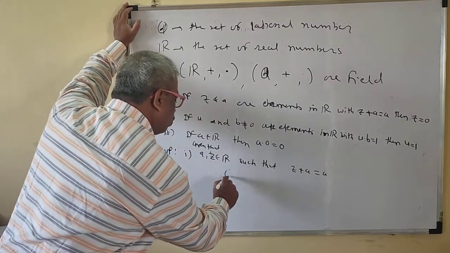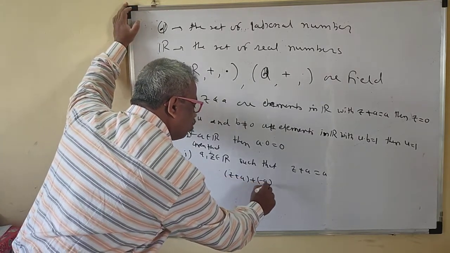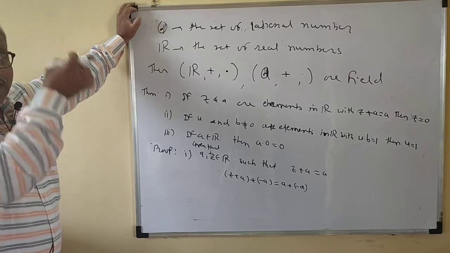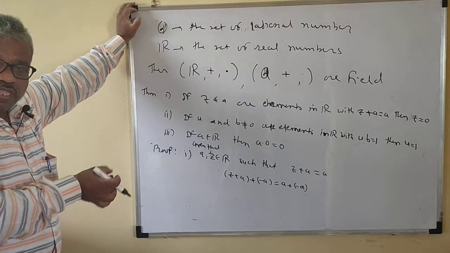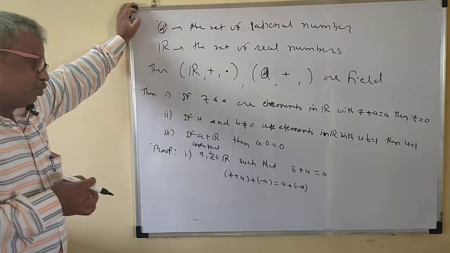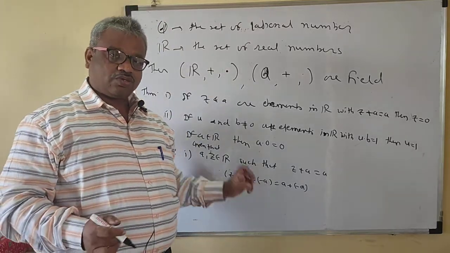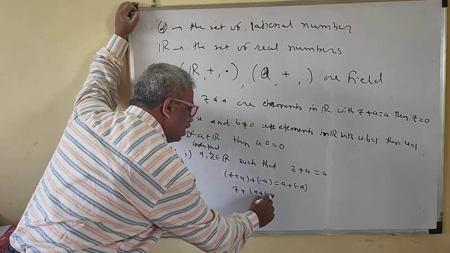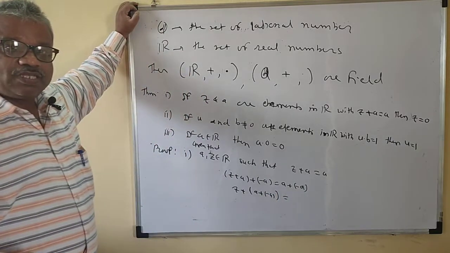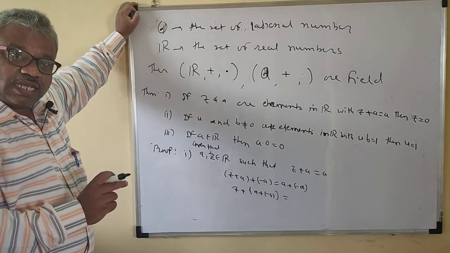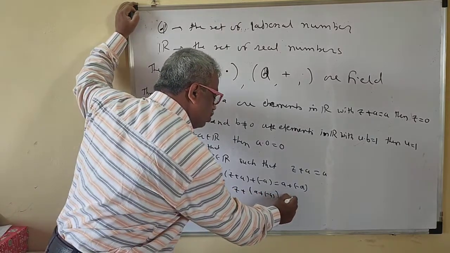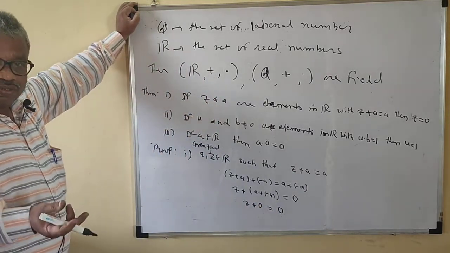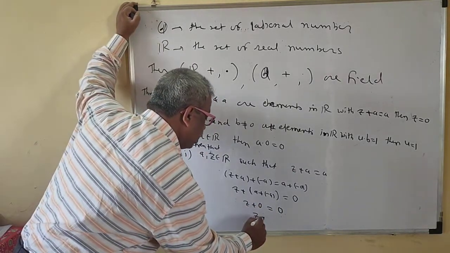So what will we do? For z plus a, we will add minus a on both sides. We need to apply the 11 axioms; with the help of those 11 axioms, we have to prove this. Now we can apply the associative law for addition. Z plus a plus minus a is equal to a plus minus a. They are additive inverses of each other, and a plus minus a is 0. So z plus 0 is equal to 0, but z plus 0 is z by the additive identity. So z is equal to 0.